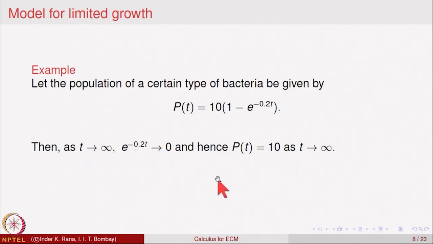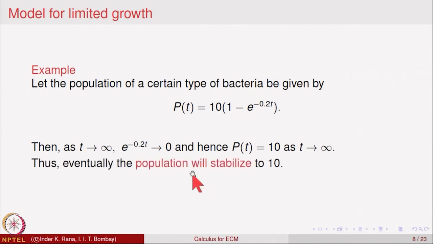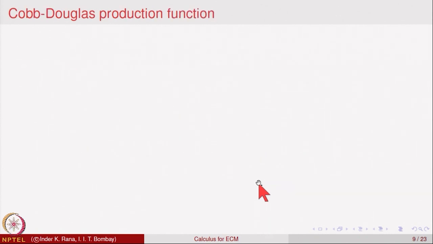So this is an intuitive way of saying that the exponential function can also be used for limited growth or limited decay. Here we are saying the population will stabilize to 10. So these are the applications of the exponential function. It can be used for unlimited growth, unlimited decay, or limited growth or limited decay. So this is a model for the limited case.